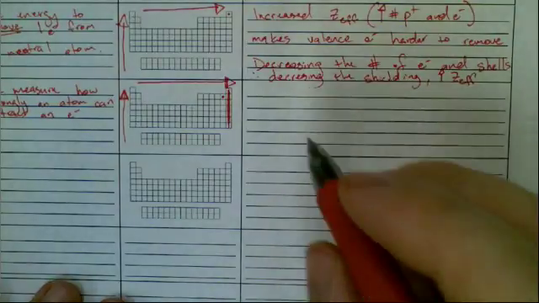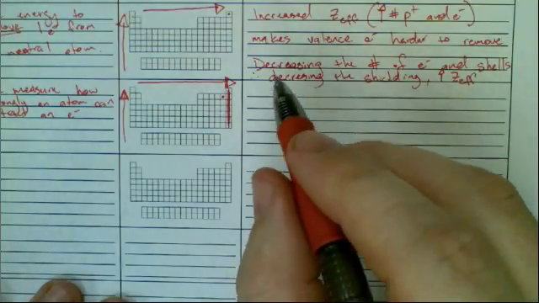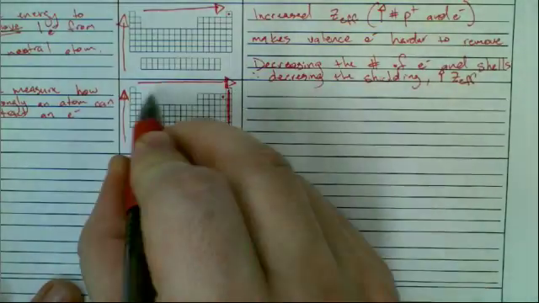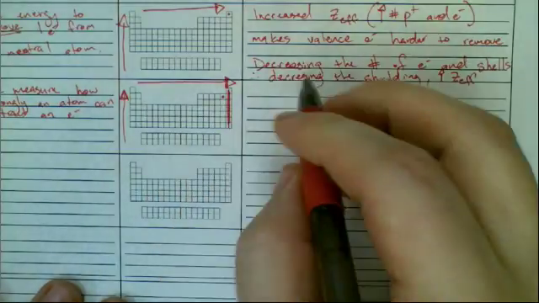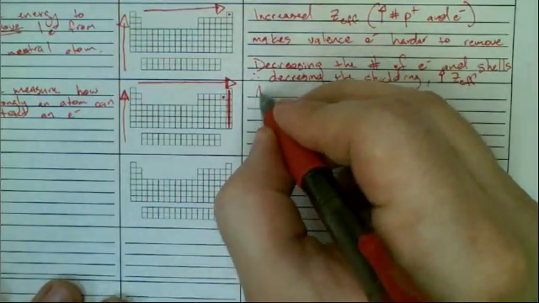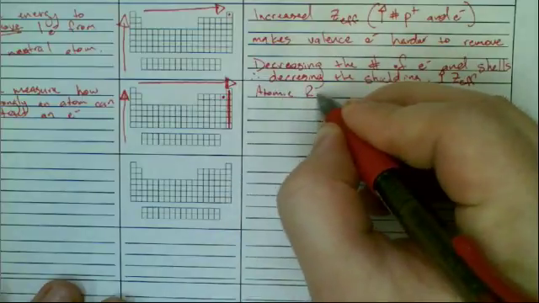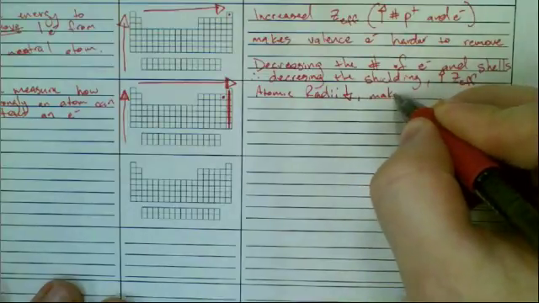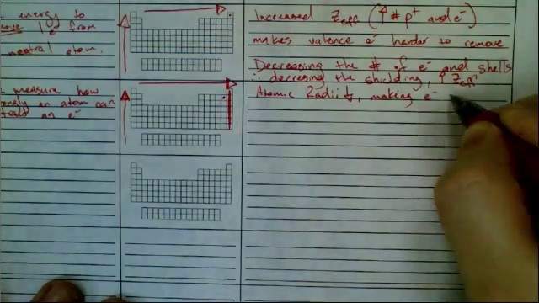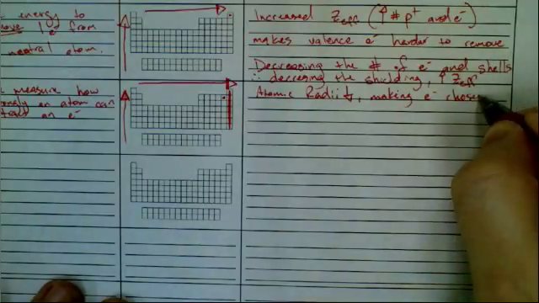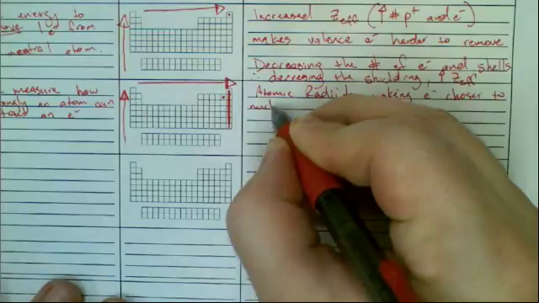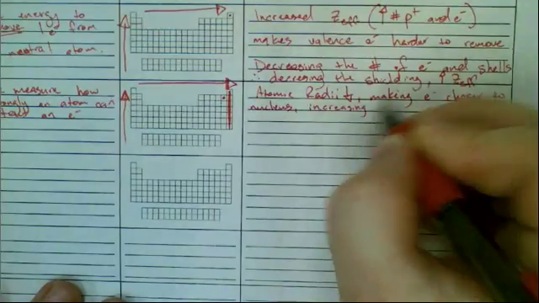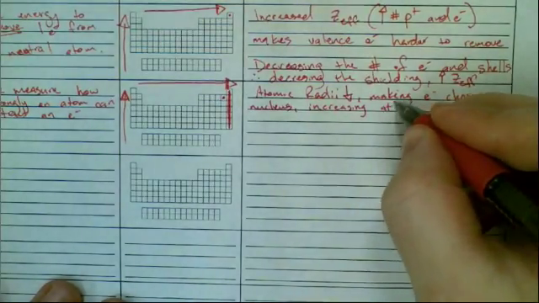For the why, you associated this with atomic radius. Going across a period from left to right, you said atomic radii decrease, making electrons closer to the nucleus, increasing the attractive force.